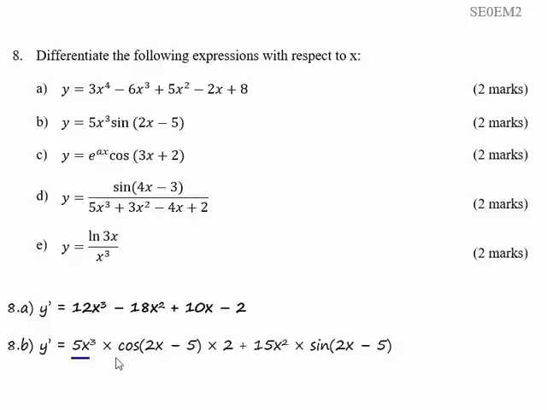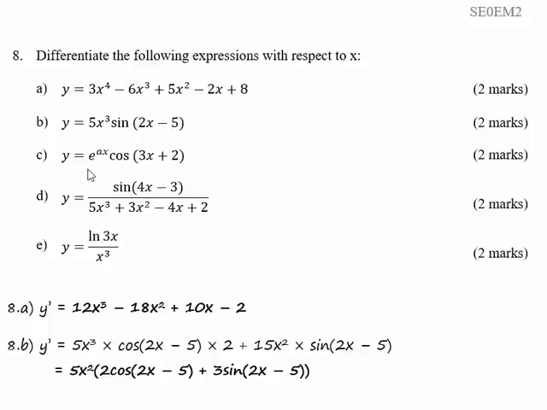So the differential of sine is cos, so it's going to be cos 2x minus 5, and then you have to differentiate the contents of the bracket because this is a function of a function. And the differential of 2x minus 5 is going to be 2. And then we've got the differential of 5x cubed, which is 15x squared, times sine 2x minus 5. Tidying this up a little bit, we can write 5x squared outside, 2 cos 2x minus 5 plus 3 sine 2x minus 5.